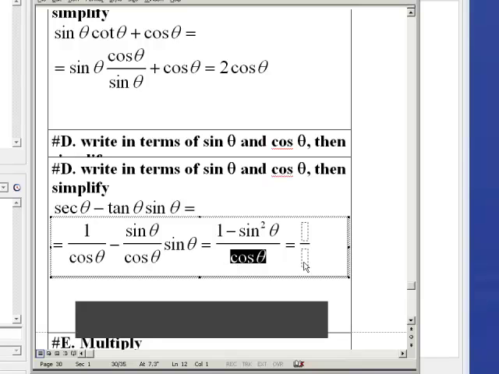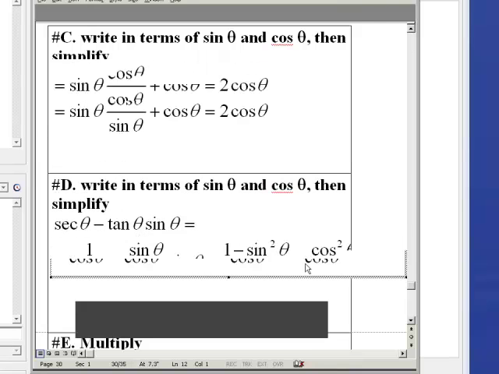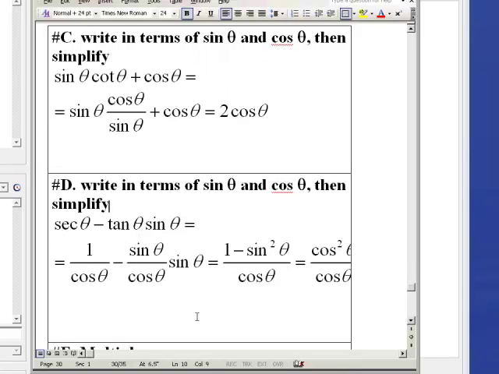The denominator stays the same, cosine. And the numerator is going to be cosine squared. Remember, Pythagorean identity. Okay. And notice that on the very last line here, this simplifies to something really nice. That equals cosine theta.